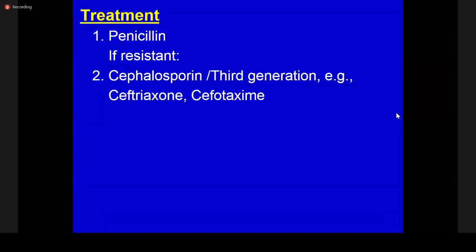Treatment: the microorganism is usually sensitive to penicillin, so you can start penicillin treatment, penicillin G, for example. If resistant, although this chance is small, you can use a third generation cephalosporin like ceftriaxone or cefotaxime.